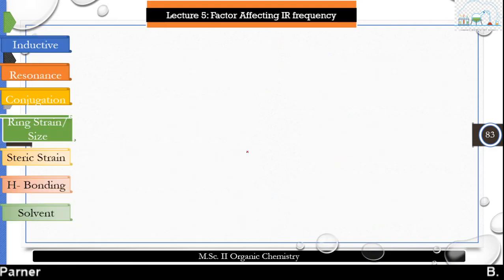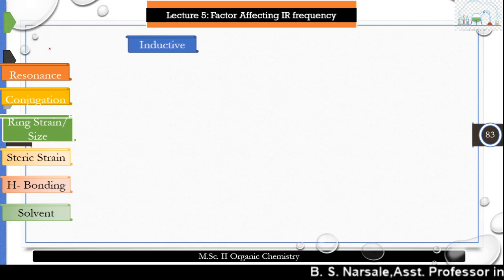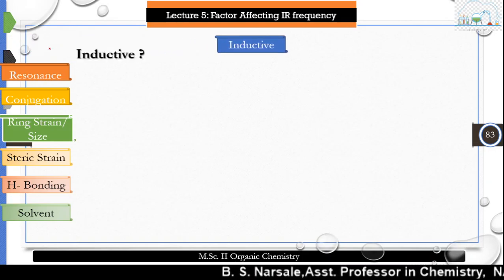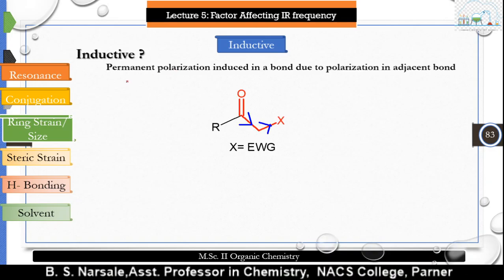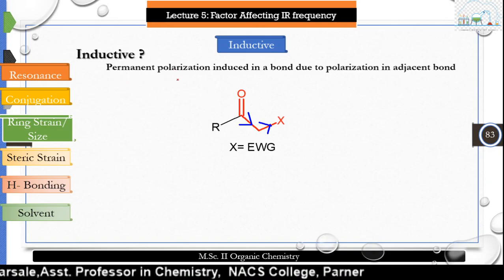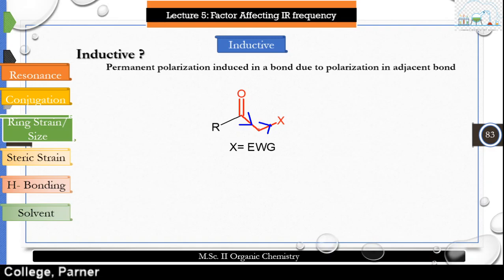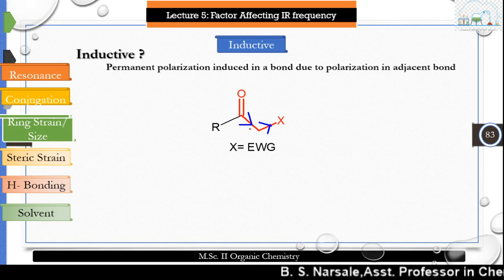Let's start with the first effect, that is the inductive effect. What is meant by inductive? Simple. The inductive effect is nothing but a polarization induced in one bond that gives polarization to the adjacent bond, and this polarization is permanent, and this permanent polarization gives a change in the bond polarity.